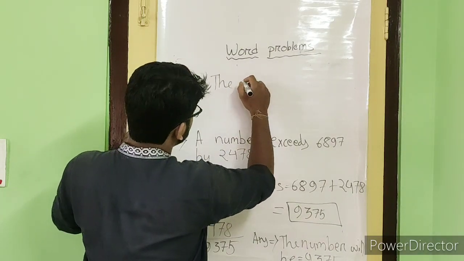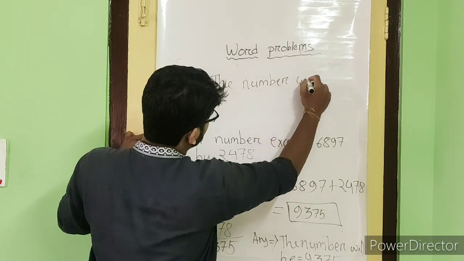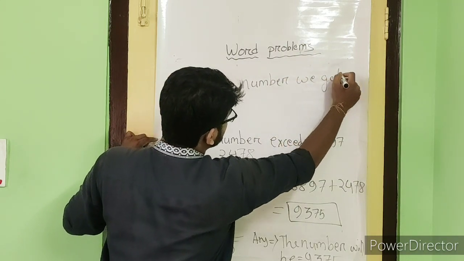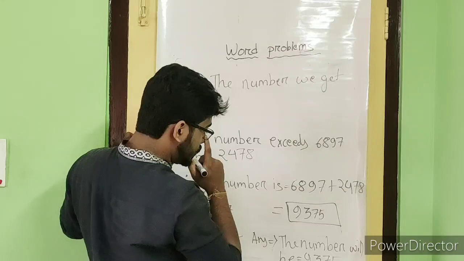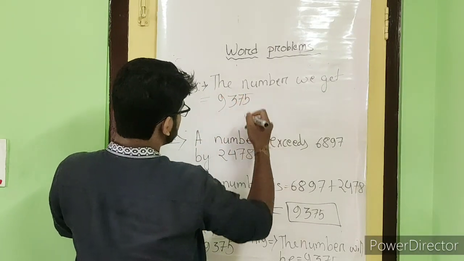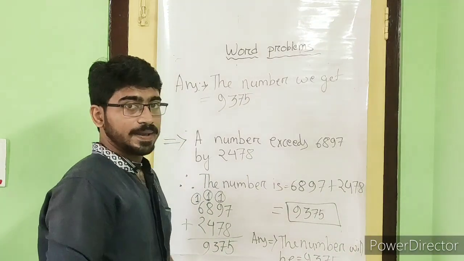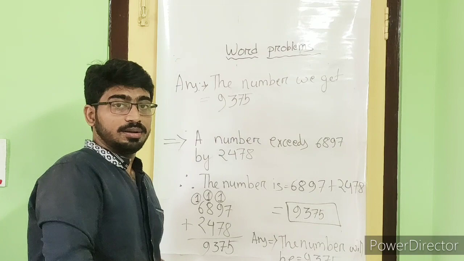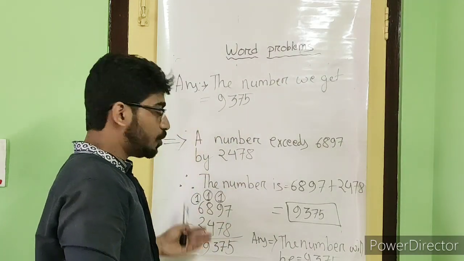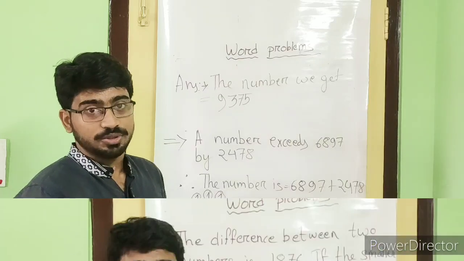The number we get equals to 9375. Now you can pause the video and write the whole process. Okay, so now we are going to start another method.